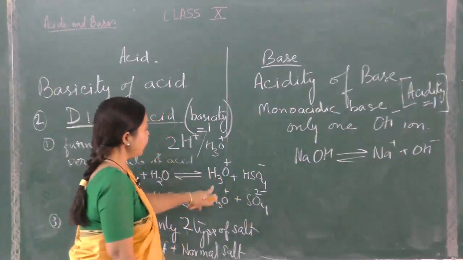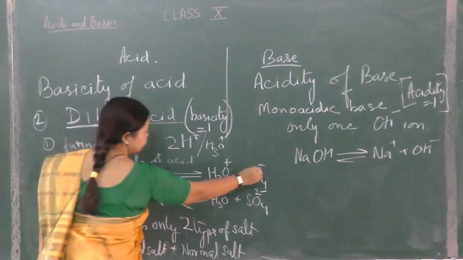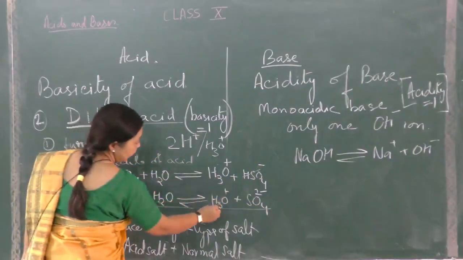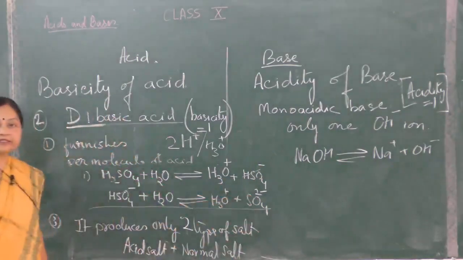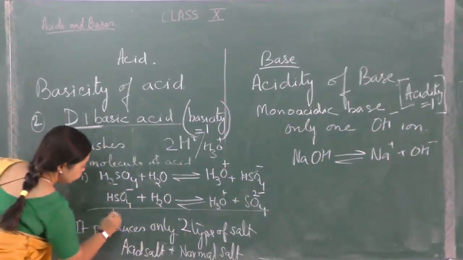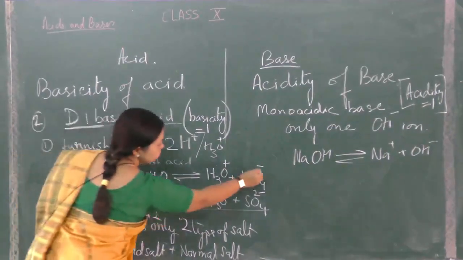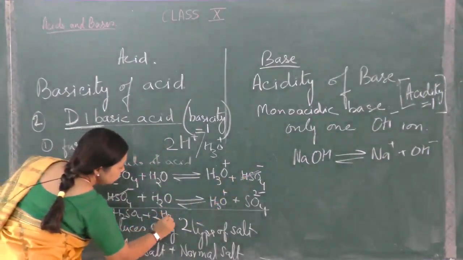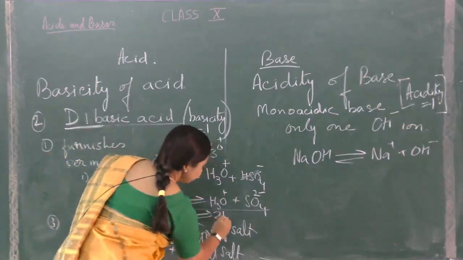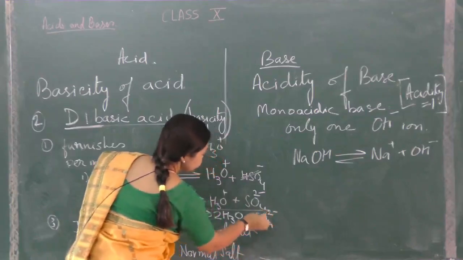So ultimately how many hydronium ions are produced? H3O+, H3O+. This and this cancels off, this and this cancels off, and you get H2SO4 plus 2H2O gives 2H3O+ plus SO4 2-. It produces 2 types of salt. We can write this complete equation: H2SO4 plus 2H2O, this and this have cancelled out, forms 2H3O+ plus sulfate 2-.